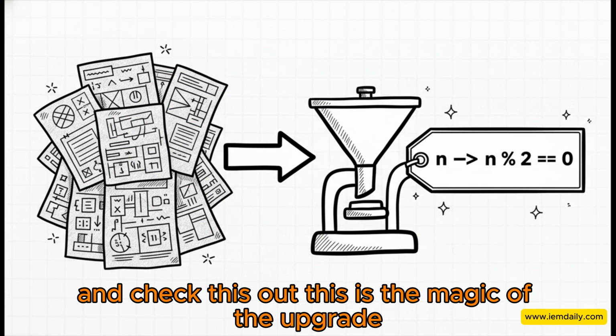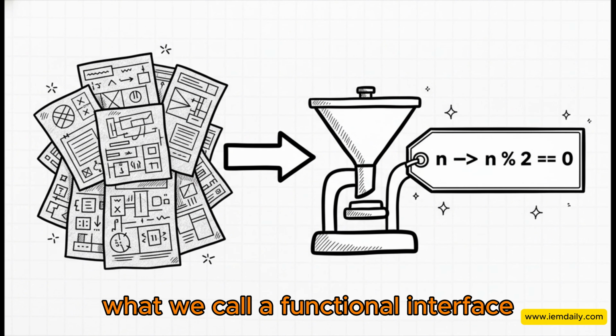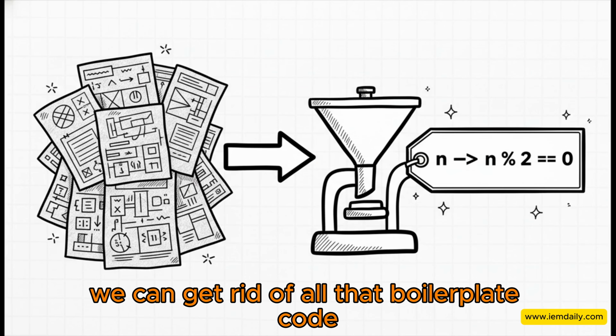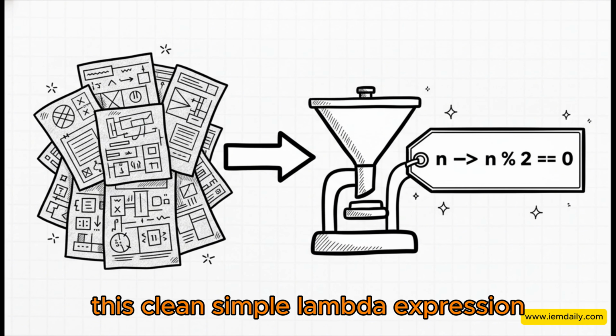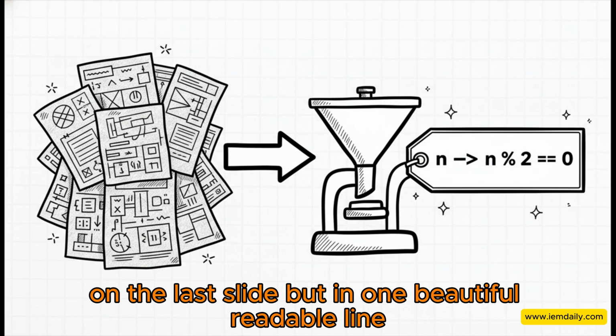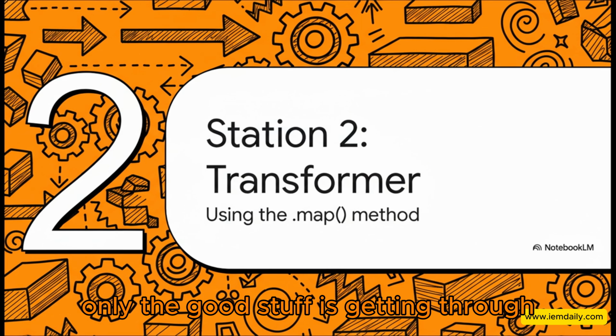And check this out. This is the magic of the upgrade. Because that predicate is what we call a functional interface, meaning it only has that one single method, we can get rid of all that boilerplate code and just replace it with this clean, simple lambda expression. That's it. It does the exact same thing as all the code on the last slide, but in one beautiful, readable line. All right, so our data has passed quality control. Only the good stuff is getting through.